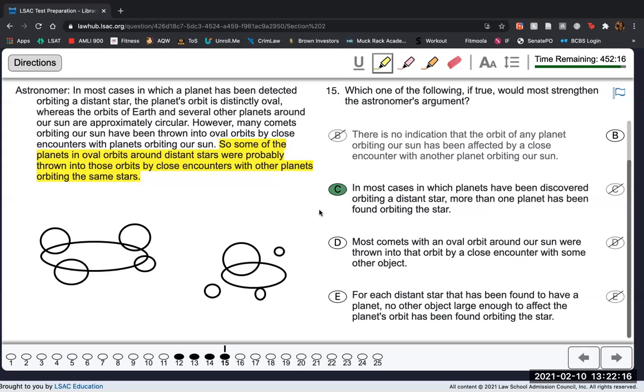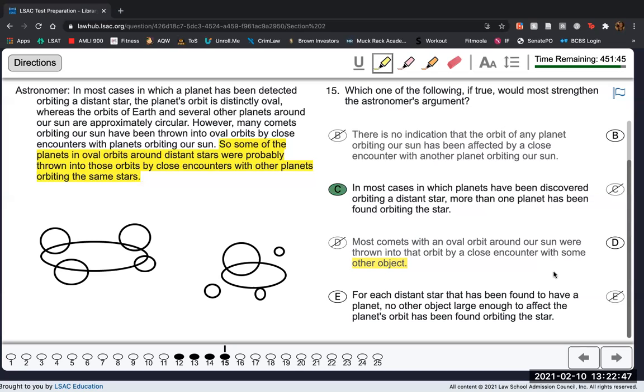D: most comets with an oval orbit around our sun were thrown into orbit by a close encounter with some other object. So basically, not a planet. It's tricky because if they had said planet, it could have been a correct answer. But it says other object, which doesn't have to be a planet. So this could potentially weaken our argument. We want to be really careful making sure we're reading the whole statement.